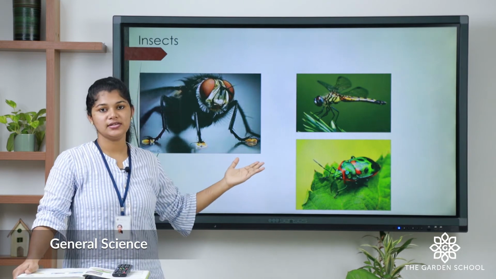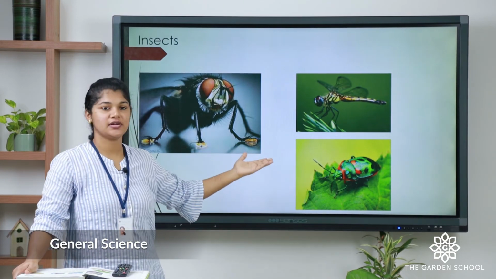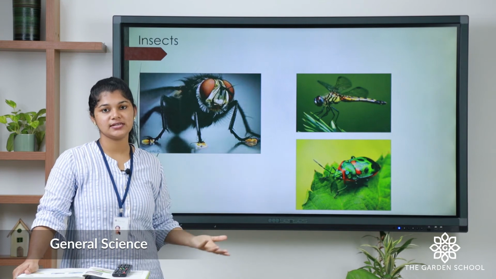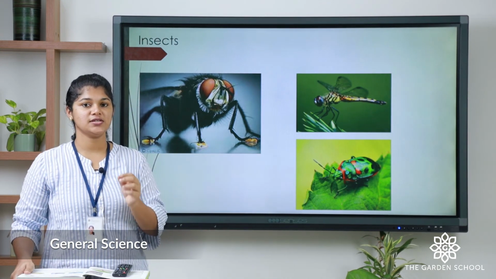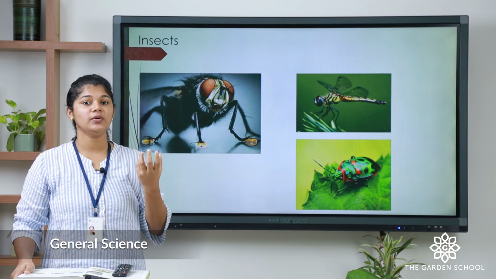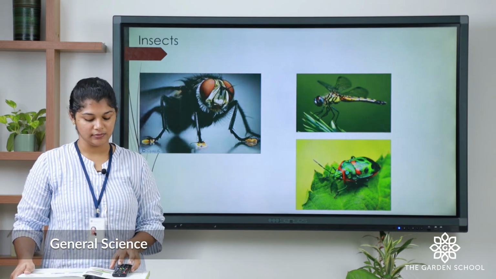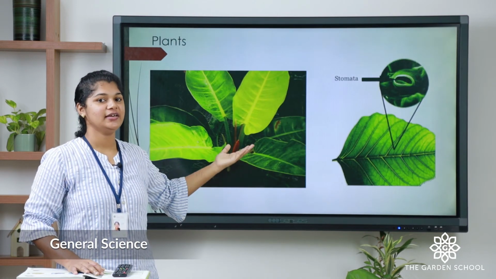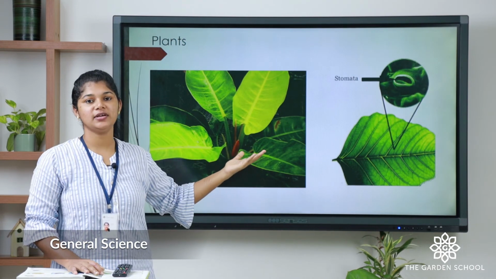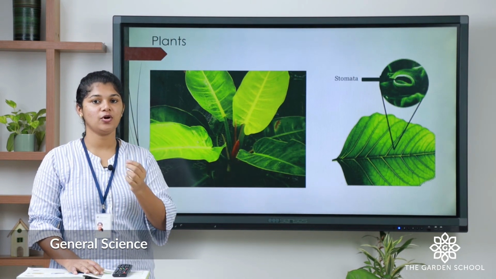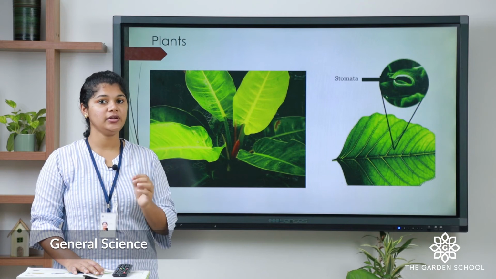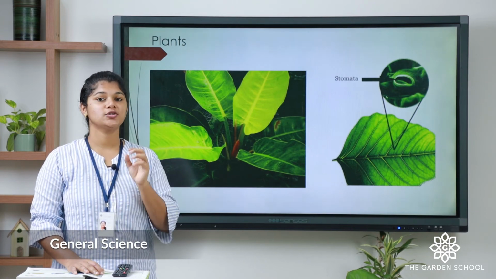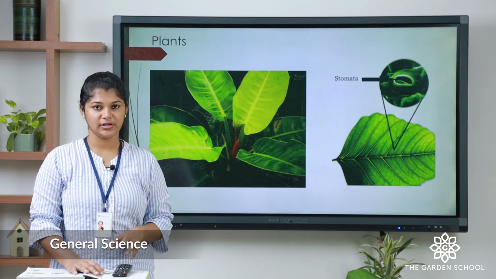Let's move on to the insects. Insects like the housefly and dragonfly have a small opening, a small hole in their body. With the help of the hole, they are breathing. Let's see about the plants. In these plants, you can see in their leaves there is a small opening, called stomata. Through the opening, the plants are breathing.